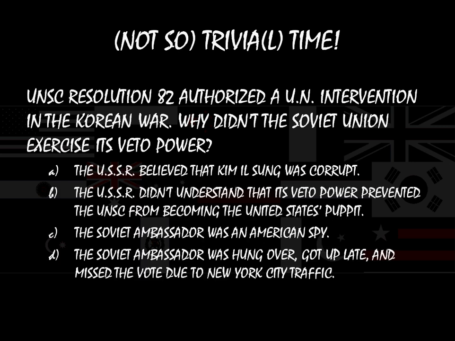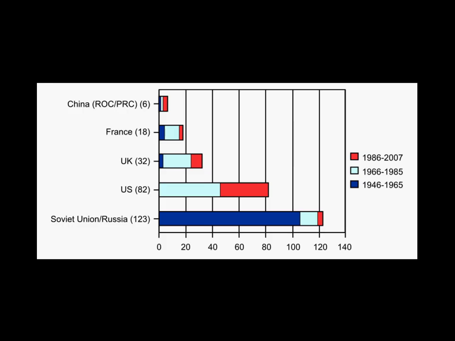Was it A, because the USSR believed that Kim Il-sung was corrupt? B, because the USSR didn't understand that its veto power prevented the United Nations Security Council from becoming the United States' puppet? C, because the ambassador of the Soviet Union was an American spy? Or D, because the Soviet ambassador was hungover, got up late, and missed the vote due to New York City traffic? So think about that one. You can pause the video here if you need to, answer it in the comment section, and in the meantime, I'm going to show you a graph that gives us an illustration of Security Council vetoes over time.